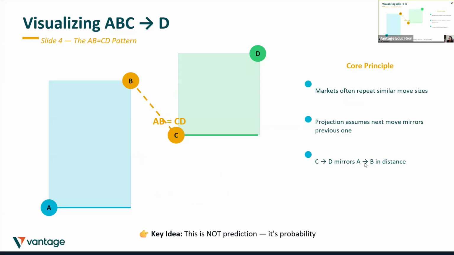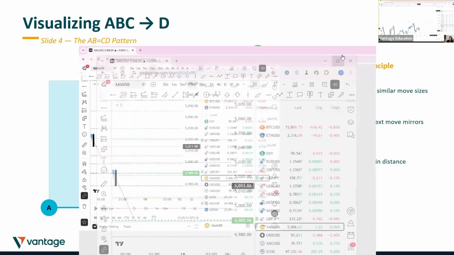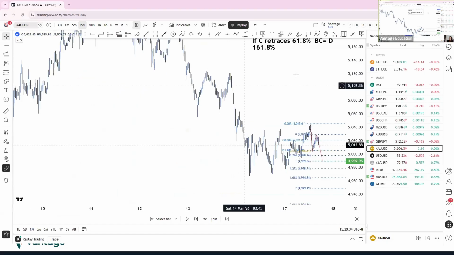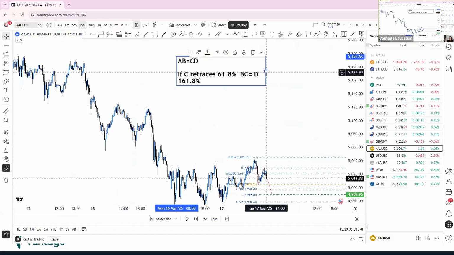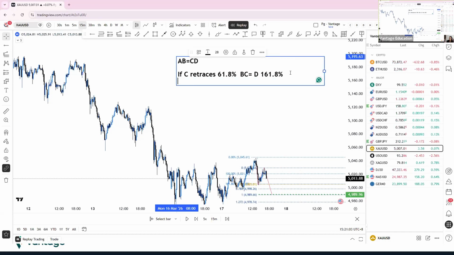This is what it means: CD mirrors A to B in distance. Okay, guys? You get it? So what if C retraces 78.6%? What is D going to be like? D is going to end with what? Still remember, guys? If C retraces 78.6%, what is the BC extension? You forgot, you see?